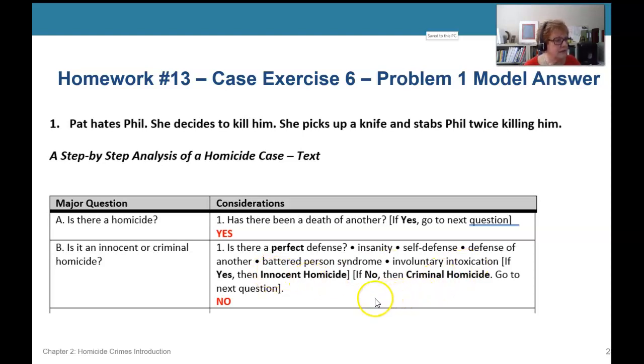However, some killings of other people are considered non-criminal because of a justification or excuse defense, which we will cover in Chapter 8. Those include insanity, which in Massachusetts we call lack of criminal responsibility, the use of lethal force in self-defense or defense of another, battered person syndrome, and we'll look at the role of involuntary intoxication when someone doesn't realize that what they're taking is an intoxicating alcohol or drugs, and then act and commit a crime.